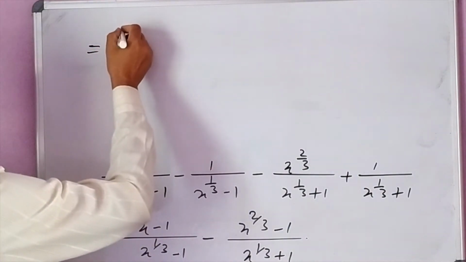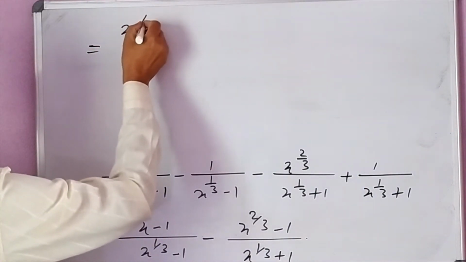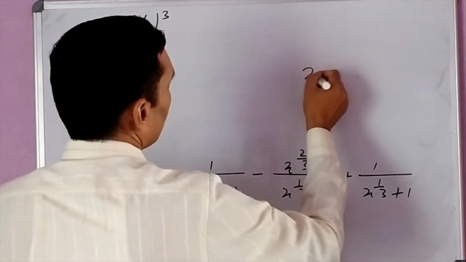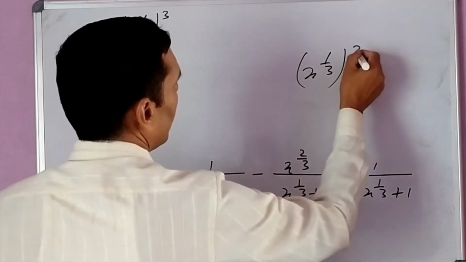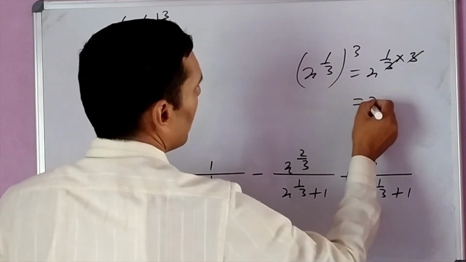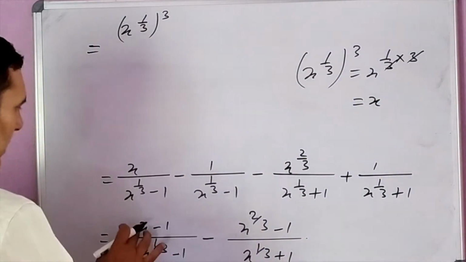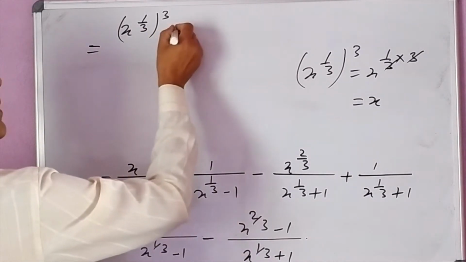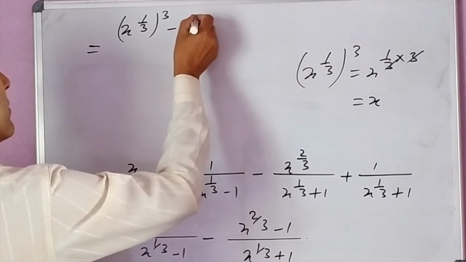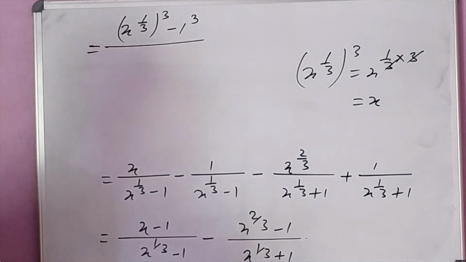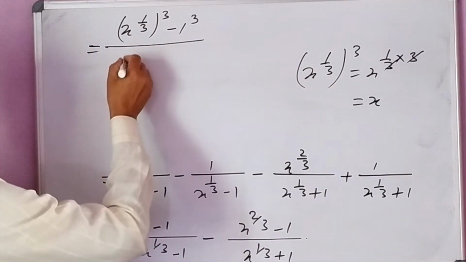This x can be written as x to the power 1 by 3 whole cube, because x to the power 1 by 3 whole cube is x to the power 1 by 3 into 3, as powers multiply together, it gives x only. So this x can be written as x to the power 1 by 3 to the power 3, and this minus 1, this is 1 cube. Actually, it is in the form of a cube minus b cube. We can write in this form. Denominator as it is.